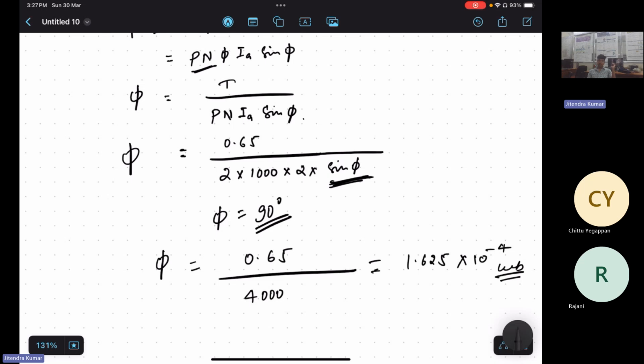Nice. Okay, sorry, one mistake I have done. Here P is not the number of poles, it is pole pairs. So we have to divide it by 2. So now it is 3.25 into 10 to the power minus 4. Sir, what is P here? Number of pole pairs. Okay, sir.